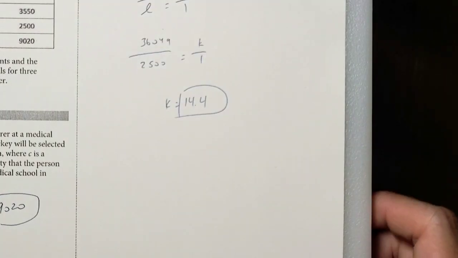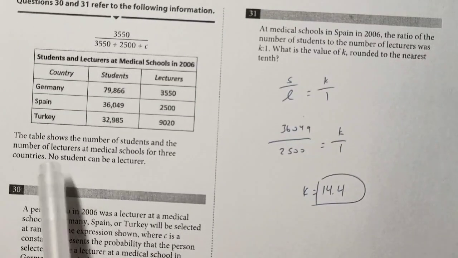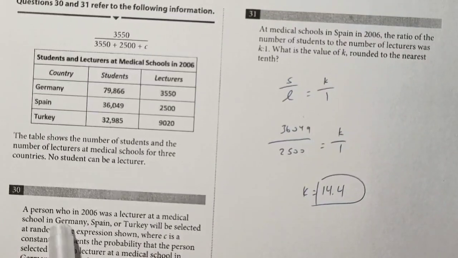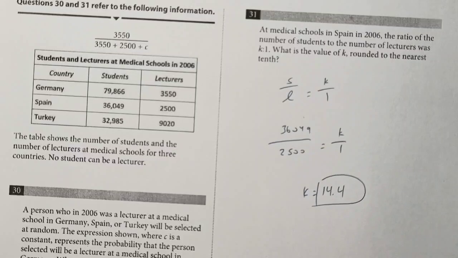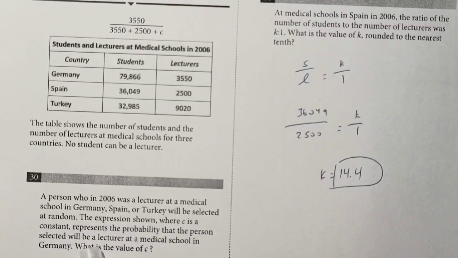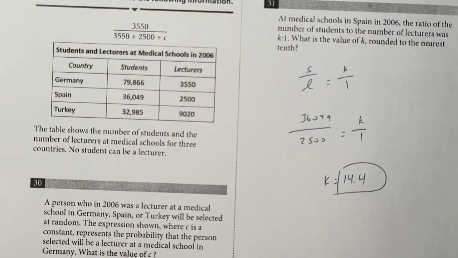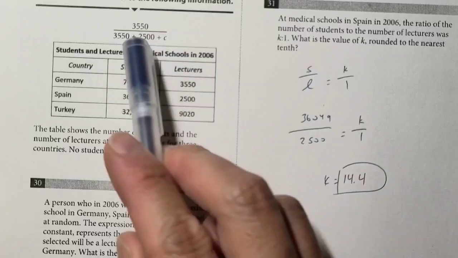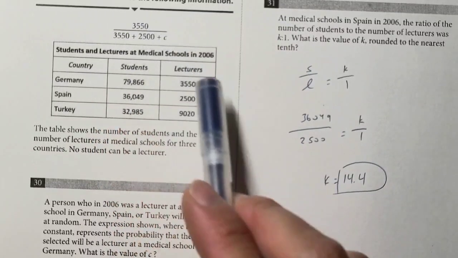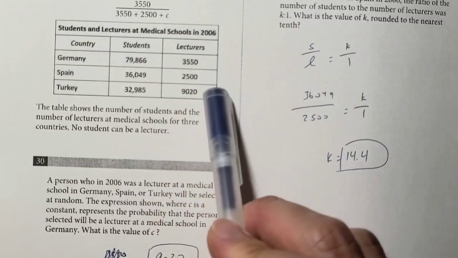Okay. Last two, these are intermediate. A table shows the number of students and the number of lecturers. No student can be a lecturer, okay? A person who in 2006 was a lecturer will be selected at random, okay? In the expression shown, C is the constant that represents the probability that the person selected will be a lecturer at a medical school in Germany. What's the value of C? So this is the expression they're talking about. So notice, this is conditional probability. This is the lecturers, and this is the number in Germany, right? That's what they're asking for. So C, look, just has to be the sum, which is 90 minus 20.